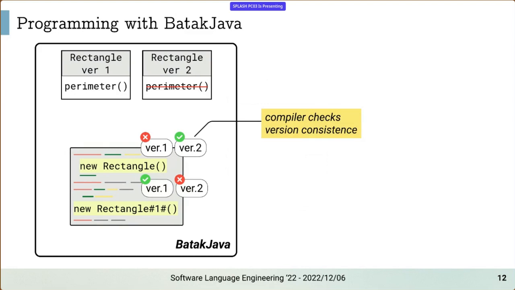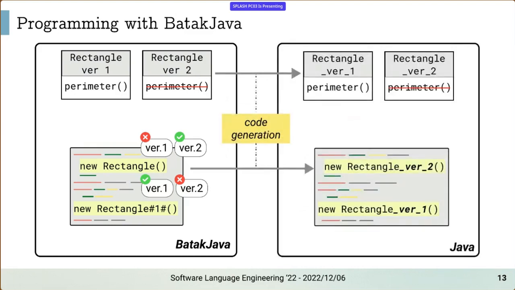From there, we leave it to the compiler to check for version consistency. We want each of the type annotations and the class instances inside the program to be consistent, and in this case it gives us this kind of checking. And from there, BatakJava is transpiled into Java by taking a very simple approach: renaming the class definitions and attaching the version to each of the type annotations within the program.